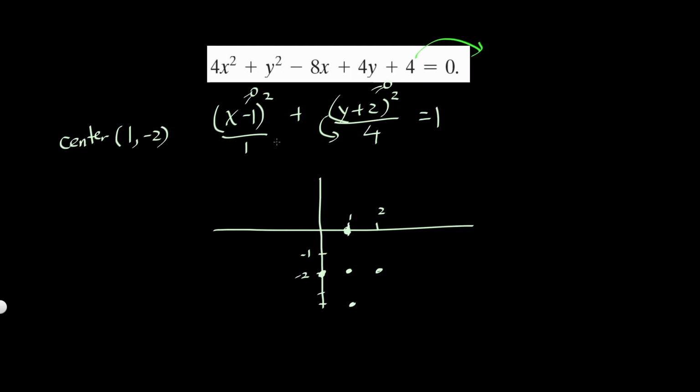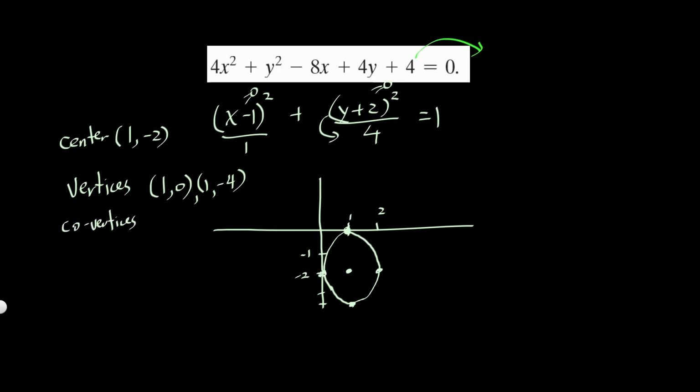Okay, what's bigger, 1 or 4? 4 is way larger than 1, so it's going to be a skinny one. It's going to be a vertical ellipse, which means the major axis is over here. Okay, so the vertices are going to be, let's label that, we got (1, 0) and (1, negative 4). Those are the vertices. Remember, vertices are always on the longer axis, which is the major axis. And then co-vertices.